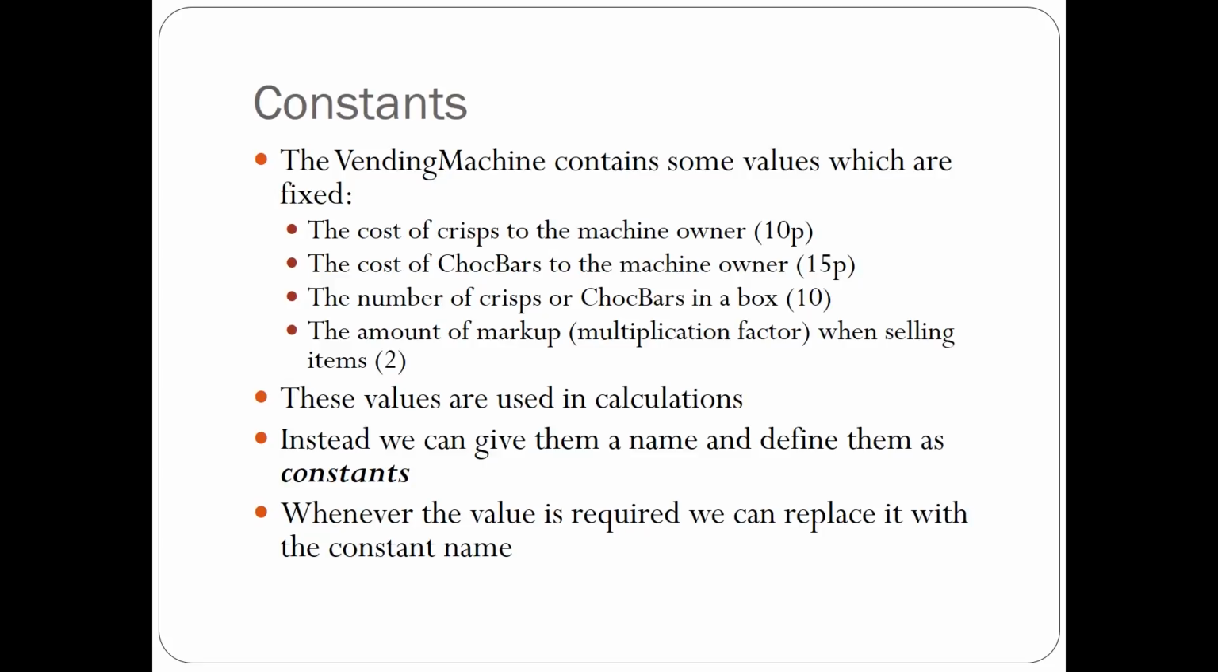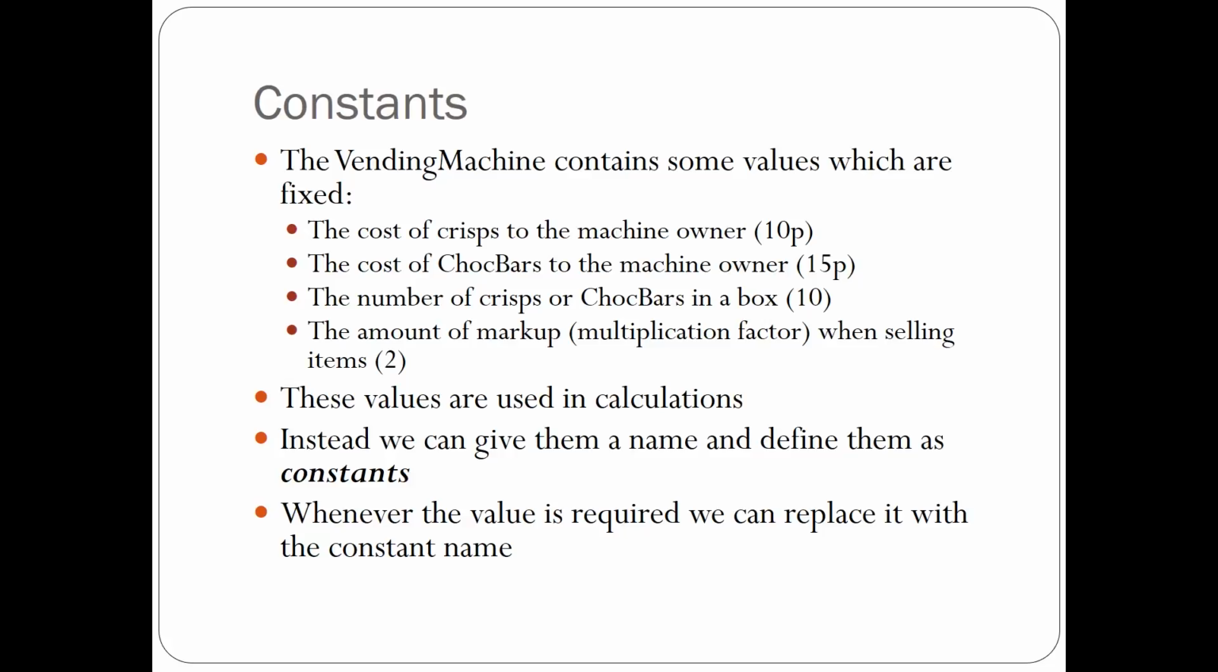As an example, the cost of a packet of crisps to the owner of the machine was 10 pence. The cost of a chocolate bar to the machine owner was 15 pence. The number of packets of crisps or chocolate bars in a single box was 10. And there was a markup value, which was the multiplication factor when we sold a bar of chocolate or a packet of crisps to someone buying from the machine, and it was a markup of 2. We bought for 10, we sold for 20. We bought for 15, we sold for 30.